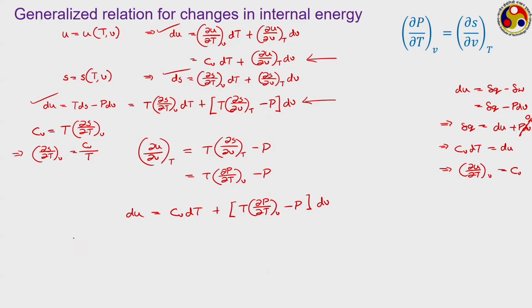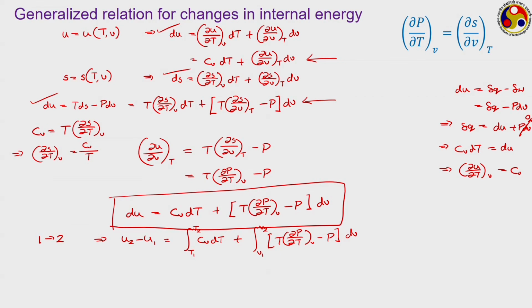If we integrate this, say we are talking about a process moving from 1 to 2, then you can easily calculate the change in internal energy U2 minus U1 as the integral from T1 to T2 of Cv dT, where T1 and T2 are the initial and final temperature respectively, plus the integral from V1 to V2 of [T (∂P/∂T) at V minus P] dV. We shall be doing some exercise about how to use these relations in the next class, but before that you try to repeat these calculations on your own just to develop this particular relation for the changes in internal energy.